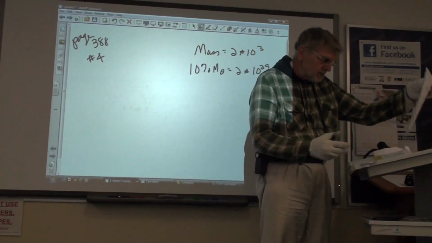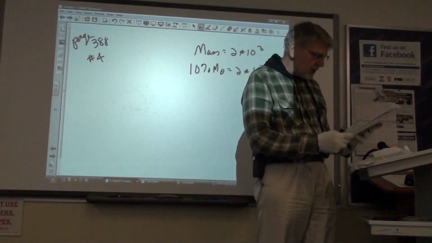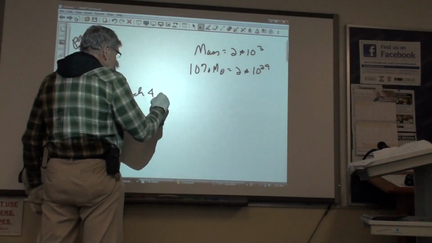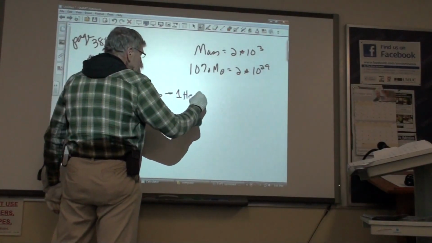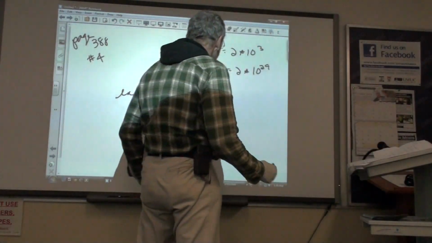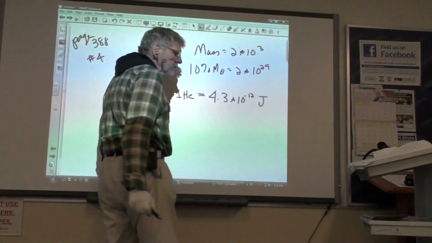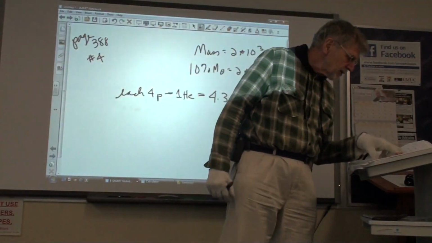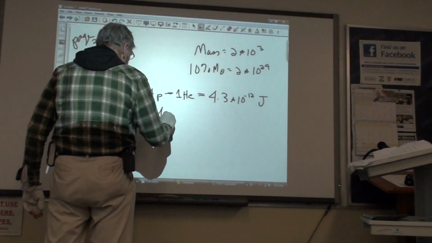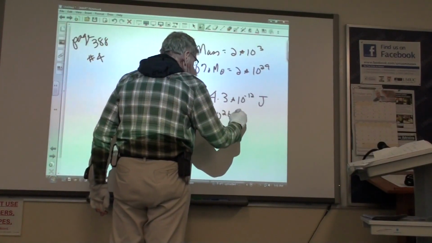Now on page 313, we find that each time that 4 protons go into 1 helium, the yield of energy that comes out of that is 4.3 times 10 to the minus 12, a very small amount of joules. But each second we measure that the sun's output is 4 times 10 to the 26 joules a second.